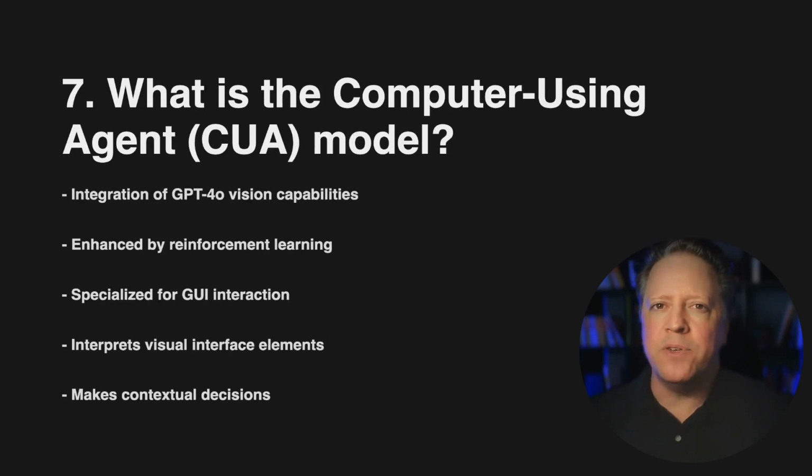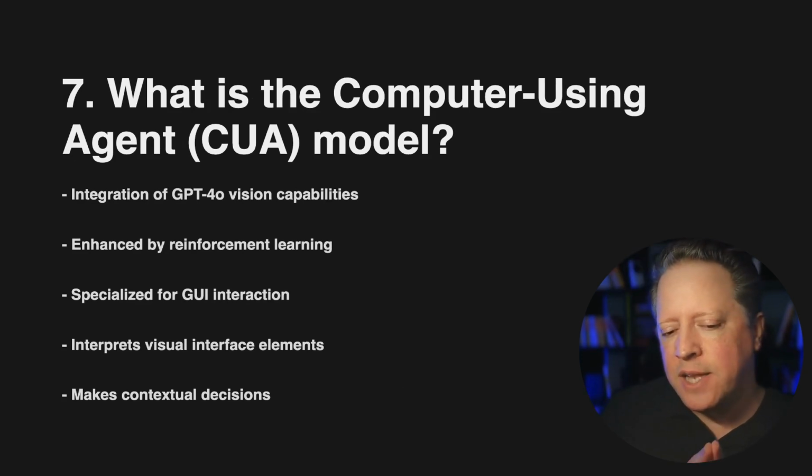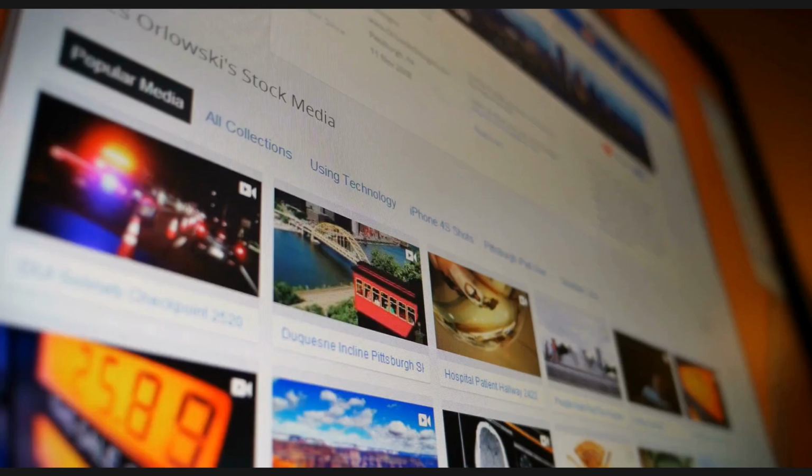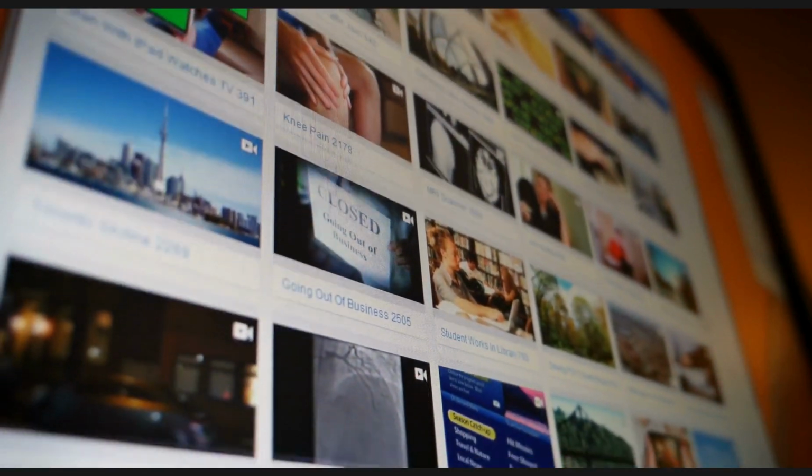So, what is a computer using agent model? As we mentioned before, it's not just enough to have a text model. When you look at a web page, there's elements in many, many different places that you might want to act upon.